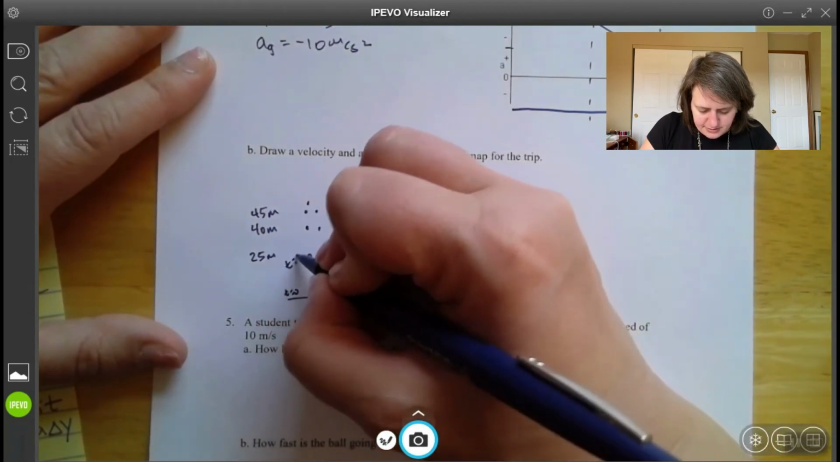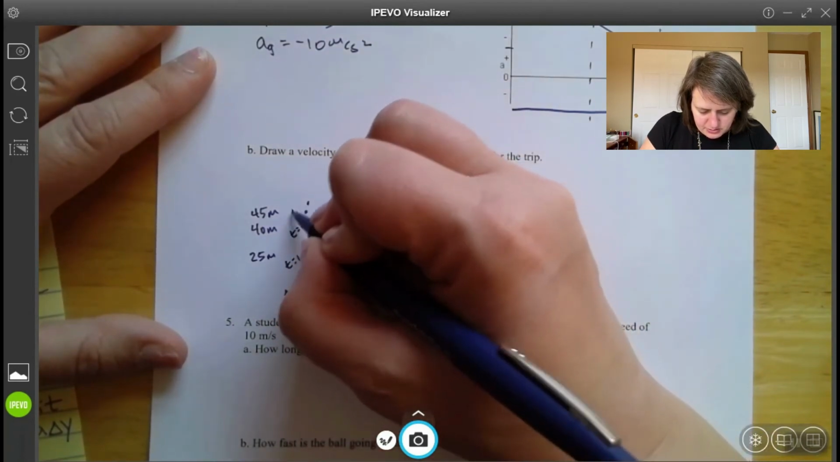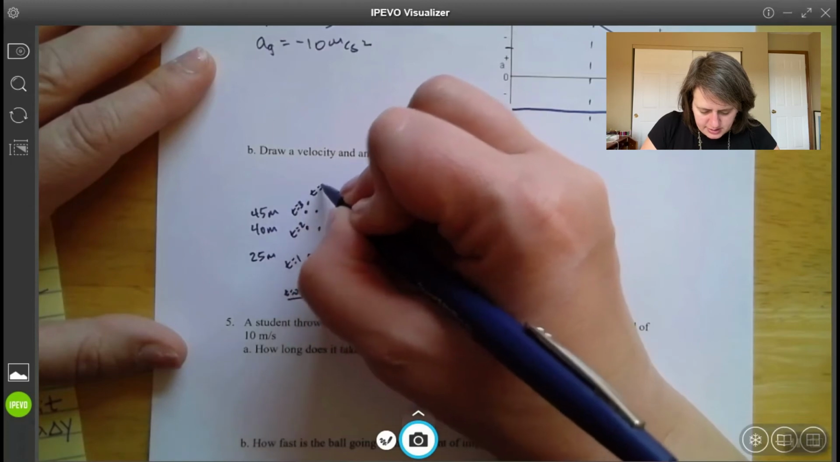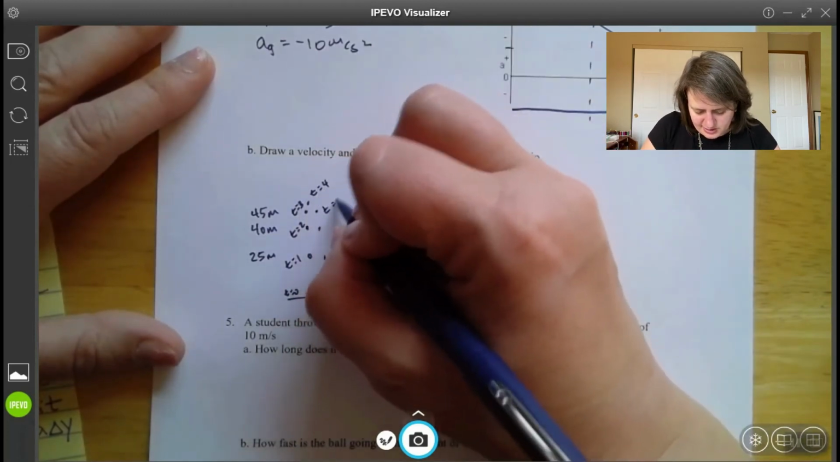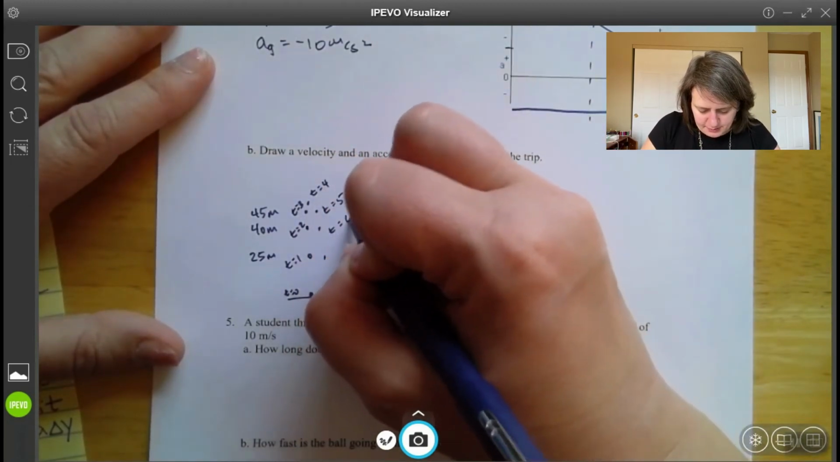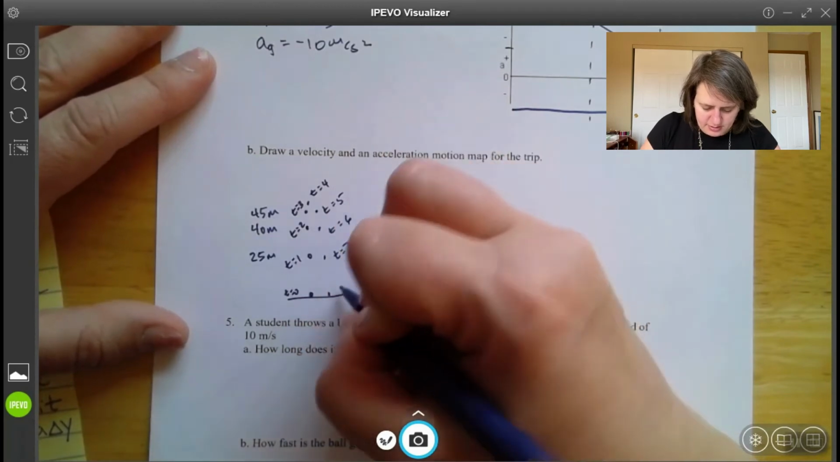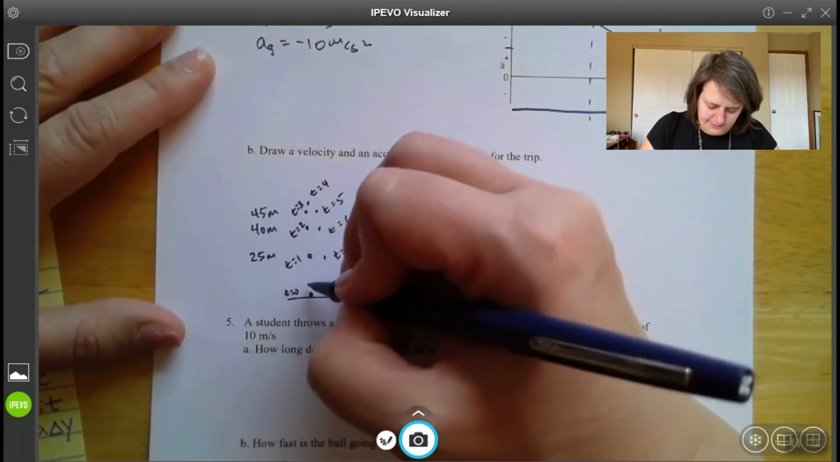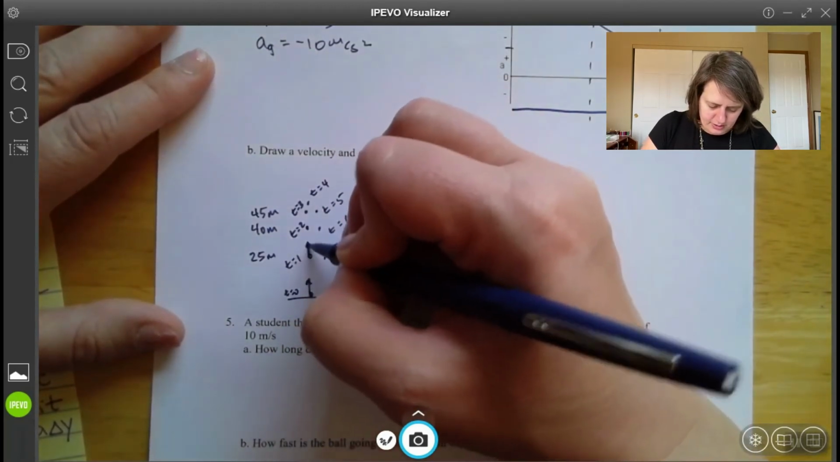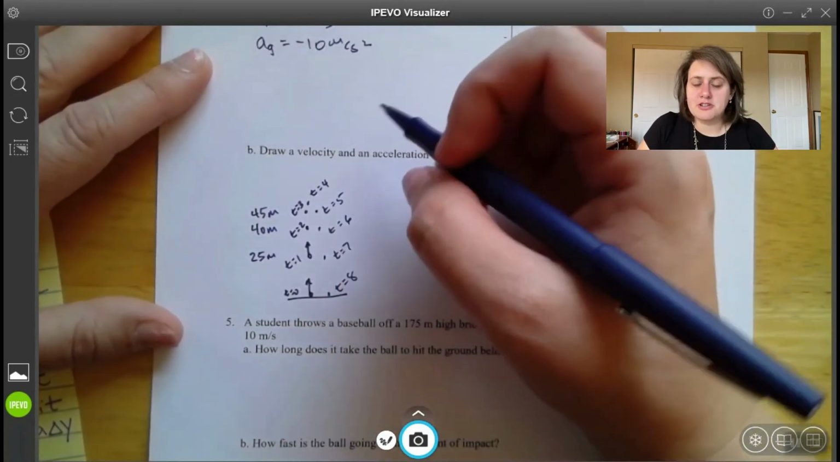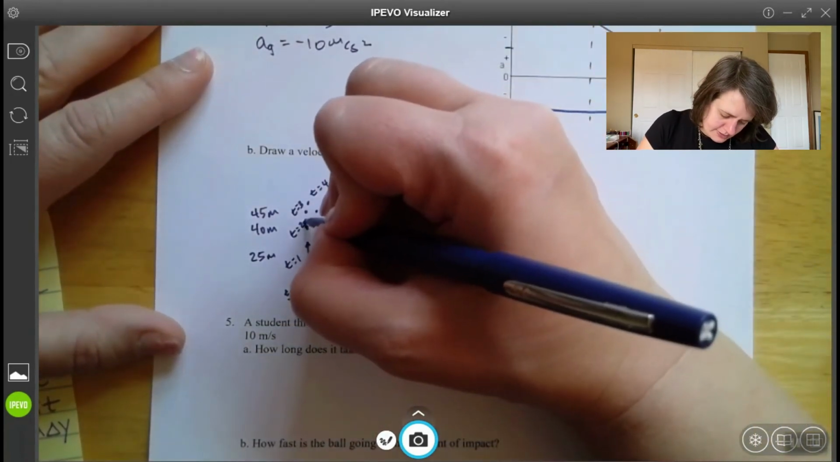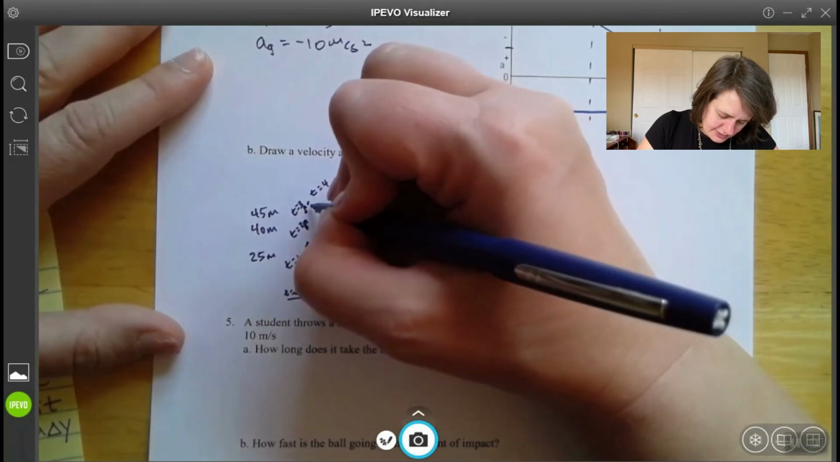T equals 0, T equals 1, T equals 2, T equals 3, T equals 4, not sure where that is, T equals 5. These might be a little bit off, but I'm just estimating where they are. And then I'm going to draw some arrows. My arrows are always in the direction of motion, and they're always for velocity half the distance between the two.